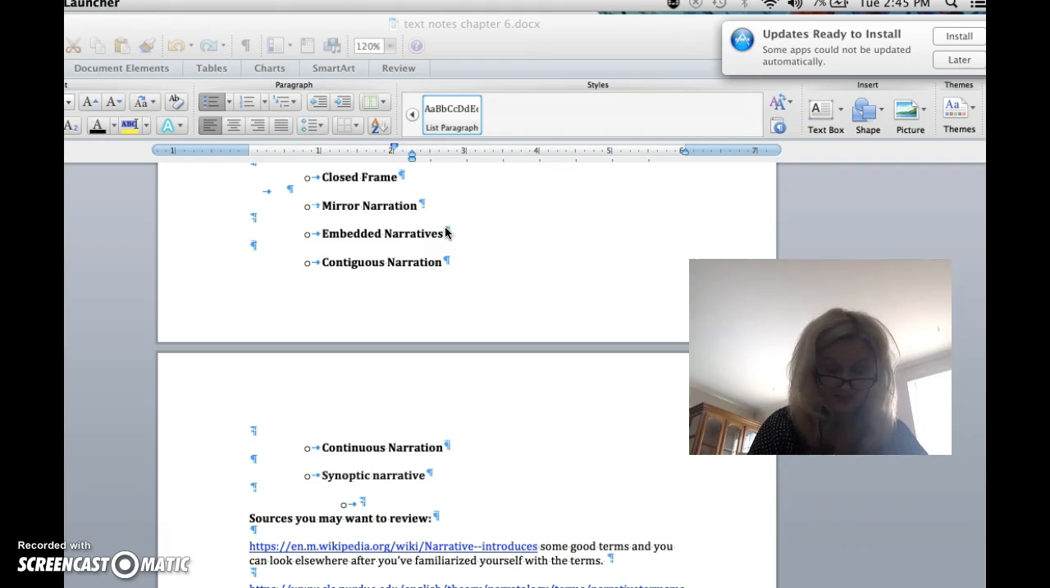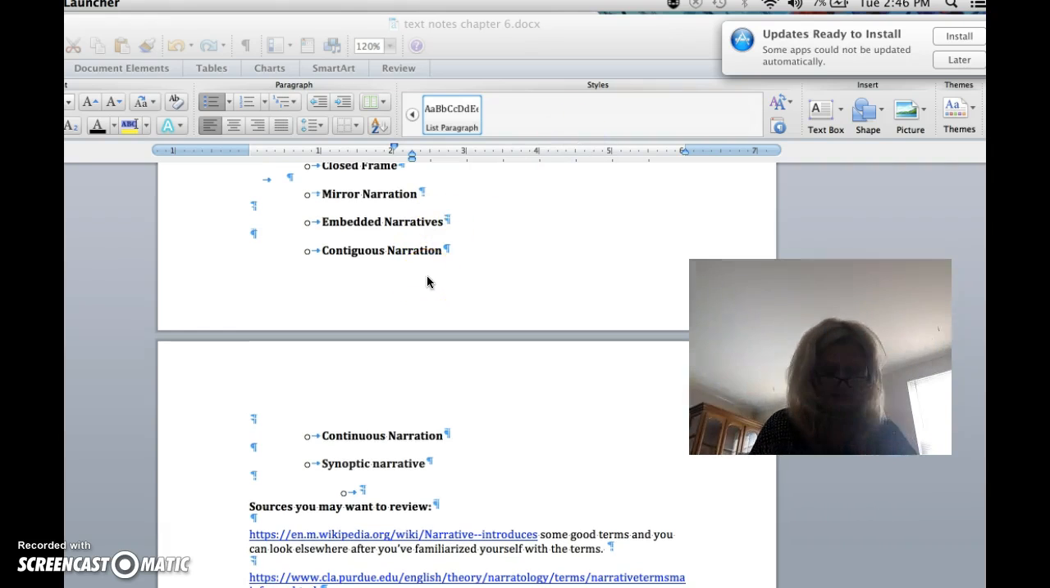Arabian Nights, 1,000 Nights, has an outer narrator who tells the story of Scheherazade, and then she in turn tells the story of various other characters. That's a really elaborate embedded narrative.